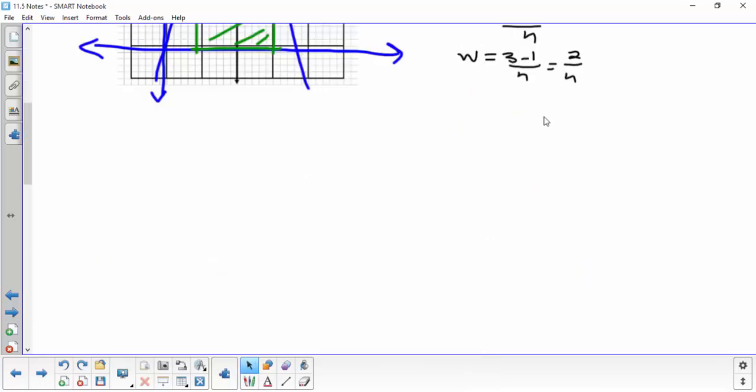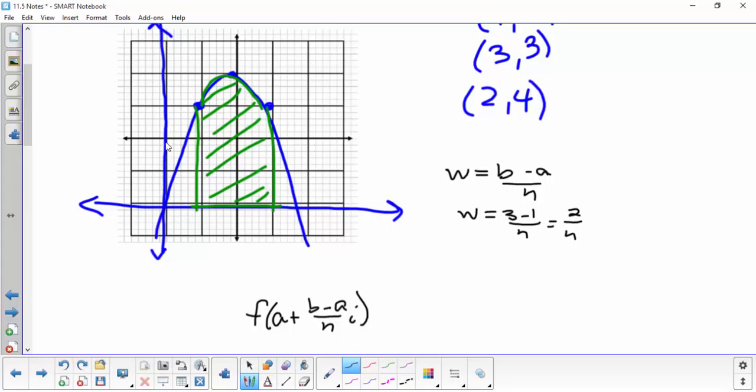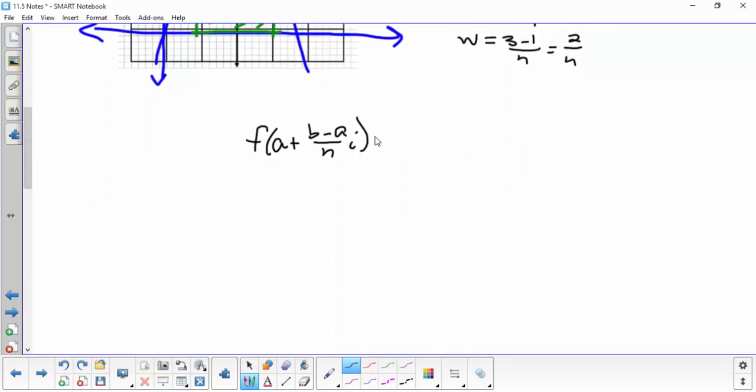Now that we have found the width of each rectangle, our next step is to find the height of each rectangle. We find the height of each rectangle by finding f of a plus b minus a over n times i. So the b minus a over n comes from the width that we just found, and a is to take into account the fact that our graph is not starting right on the y-axis. So we have to shift our first rectangle over to make it match up with the region that we're interested in finding. So when we do this, our original function was 4x minus x squared.